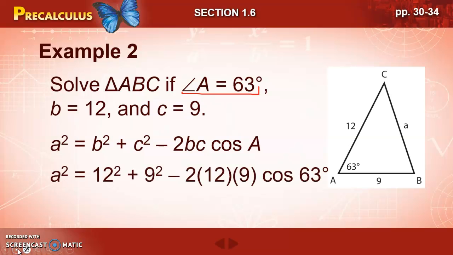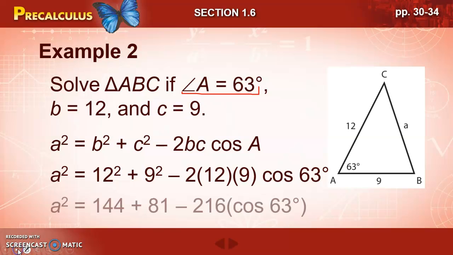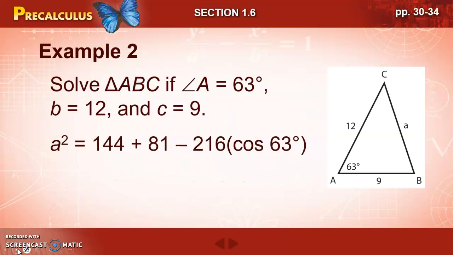All right, let's see how you did. Plug in the numbers that we know. We're going to leave cosine of 63 alone in parentheses for just now. Combining our like terms, we get that a squared is approximately 126.938 once we plug that into our calculator. Taking the square root of both sides leads us to that a is approximately 11.3.